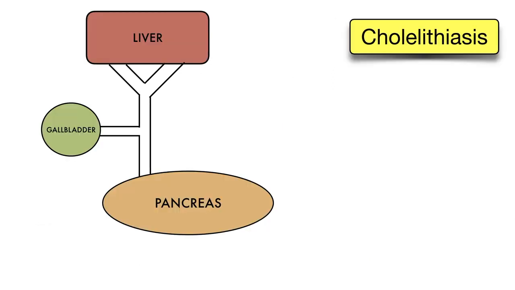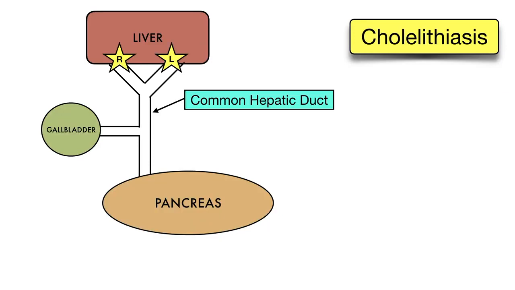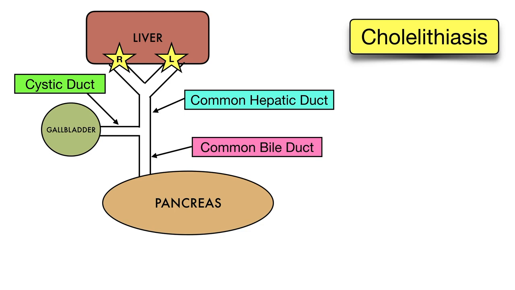Let's look at an image now to help you visualize what's going on so it sticks in your memory. We can see we have the liver, gallbladder, and pancreas. The right and left hepatic ducts exit the liver and join to form the common hepatic duct. The gallbladder connects to the common hepatic duct through the cystic duct. And together the cystic duct and common hepatic duct form the common bile duct.